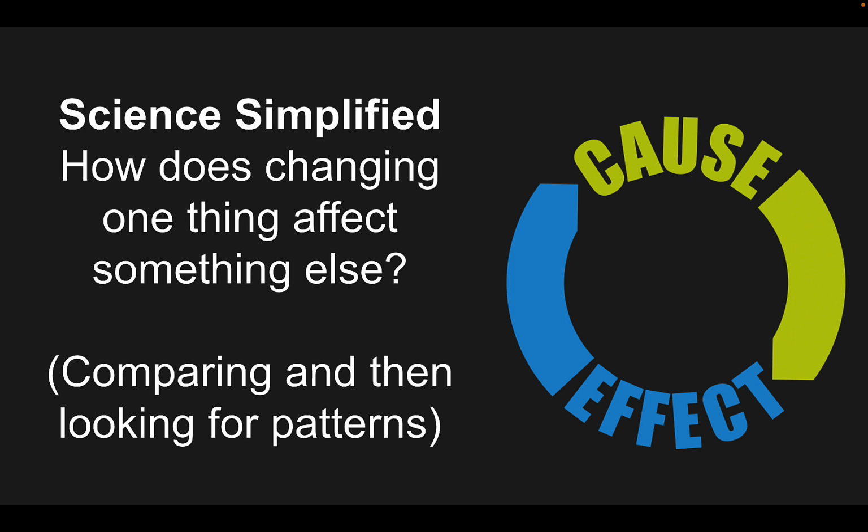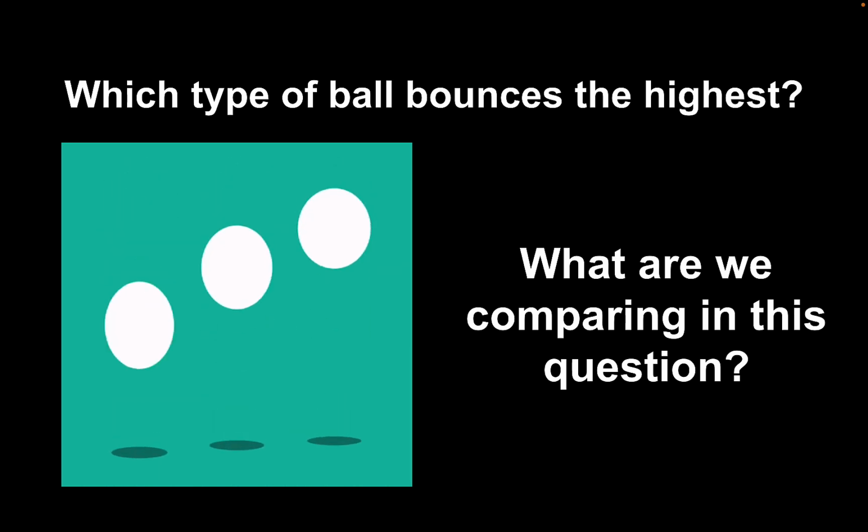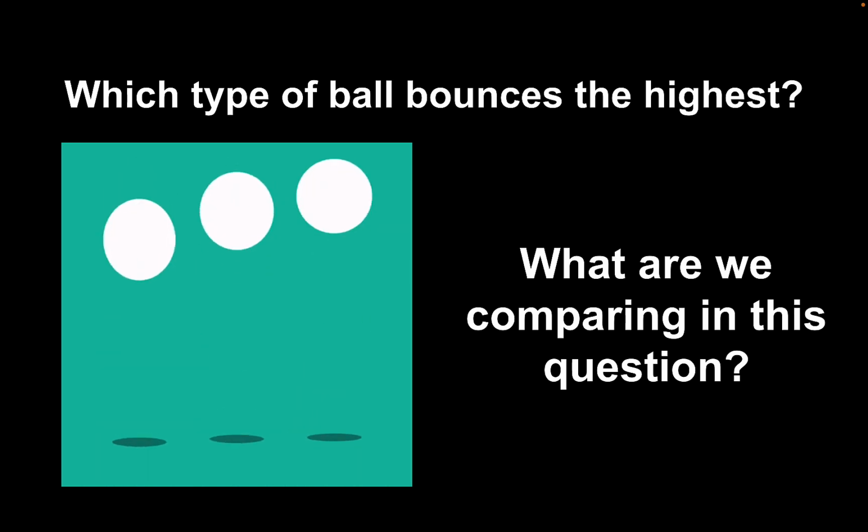So, as we've talked about what is science, one of the things that we've focused on is how in this class we're going to spend a lot of time seeing how when we change one thing, how that affects another. In other words, what we're doing is we're comparing, we're looking for patterns in that whole idea of cause and effect.